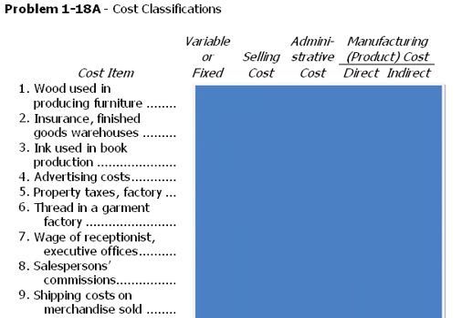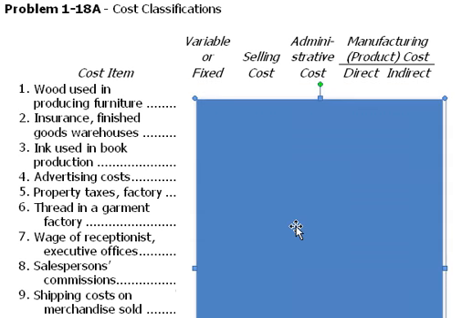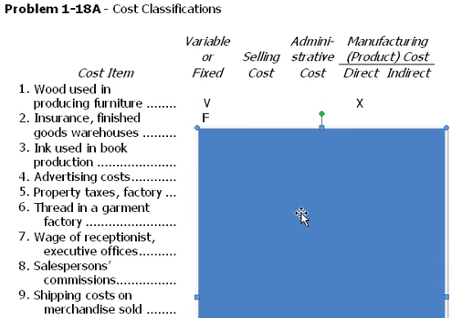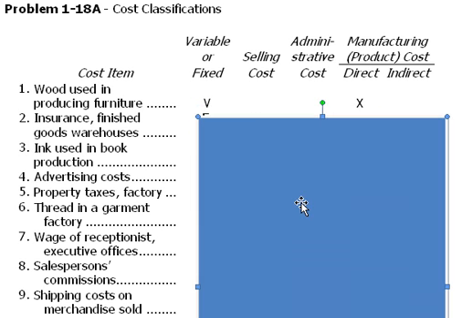The more we make, the more wood we're going to need. I'm going to assume it's variable. So let's slide that down and see how we did. If I can get it down here. Oh, this one's not going to slide exactly how I want it, so we'll bear with that. And sure enough, it's a variable cost and it's a direct manufacturing cost.